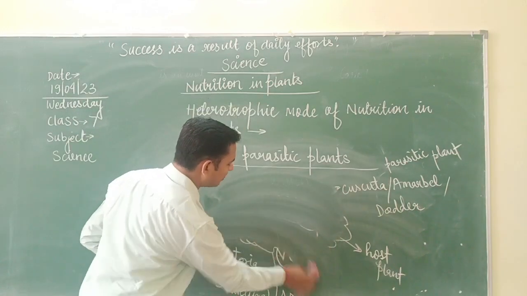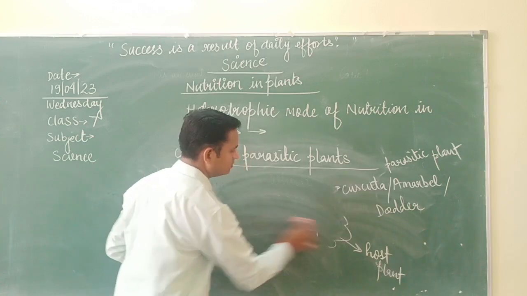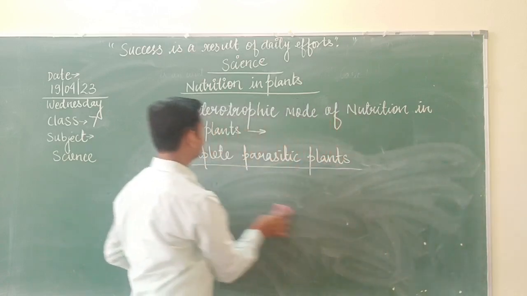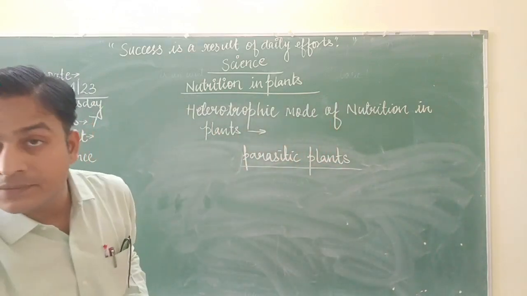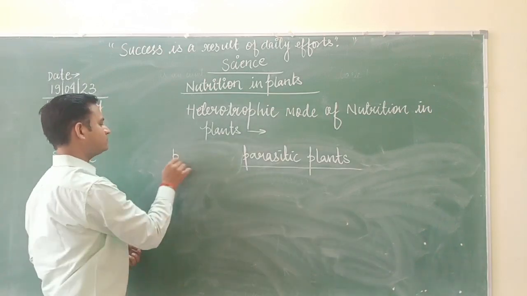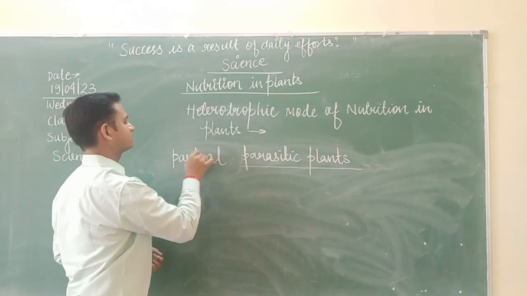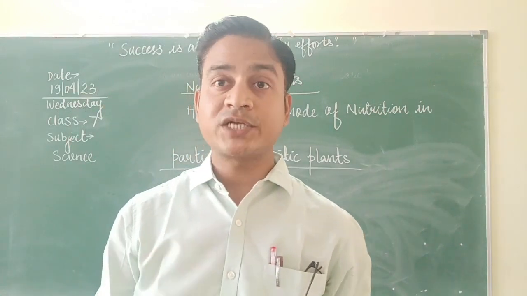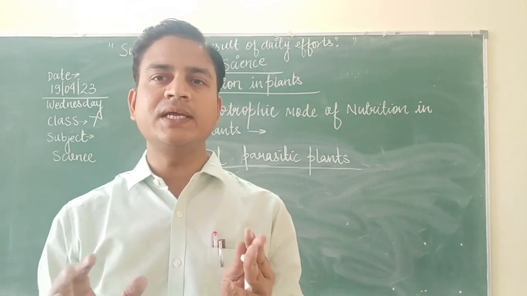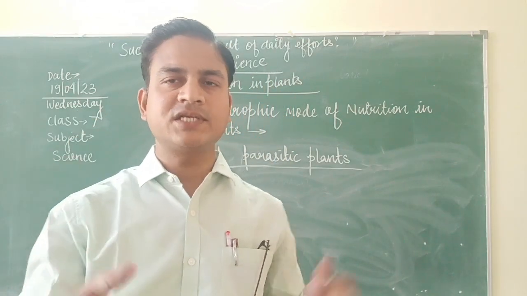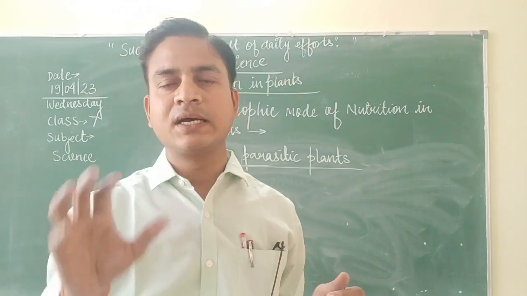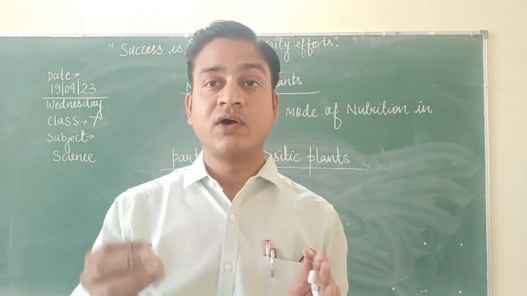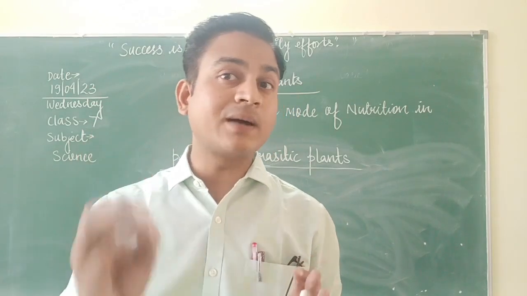Now, let us talk about the partial parasitic plants. So, what are the partial parasitic plants, children? Let us talk about them. See, children, as the name suggests, partial. Partial means half. They are only partly depending upon the host plant. These types of plants, partial parasitic plants, depend upon the host plant or the host tree for some of the substances, for some of the requirements. They are not depending completely.